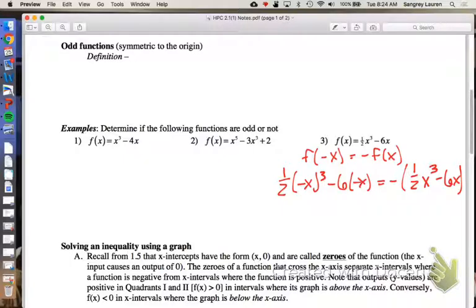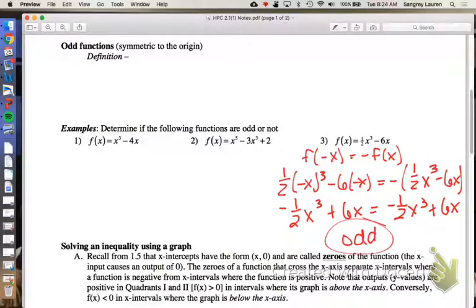Okay, let's simplify. Negative x cubed, it's an odd exponent, so that's going to stay negative. So we have a negative 1/2 x cubed. We have a plus 6x. Over here, we distribute the negative. And it looks like these came out to be equivalent, so this is an odd function.